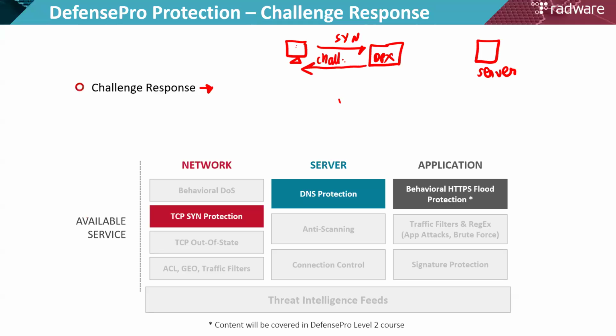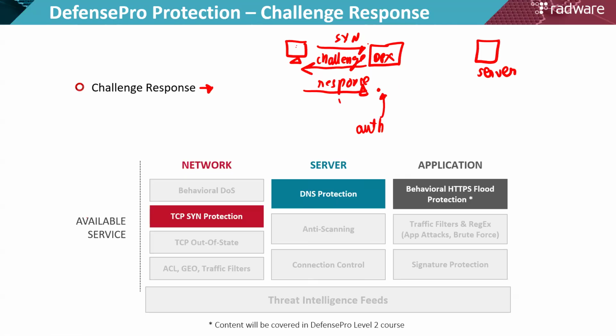We send a challenge to the client, and only if we receive a proper response from that particular client, at this point, will we authenticate the client. We'll be authenticating that this is a legitimate client. Okay, so this is how challenge response works.